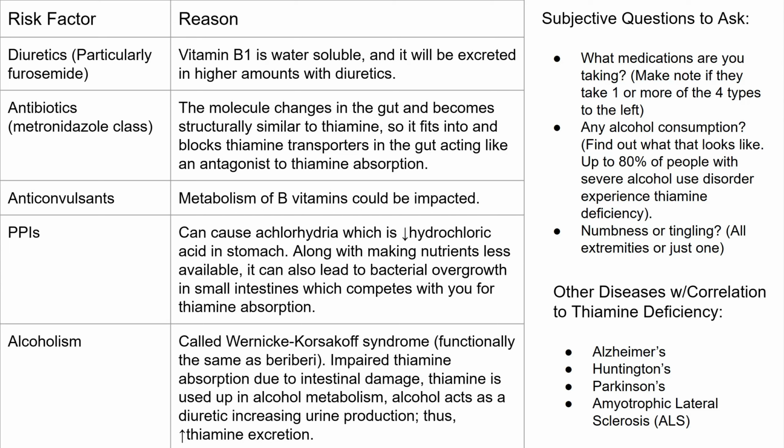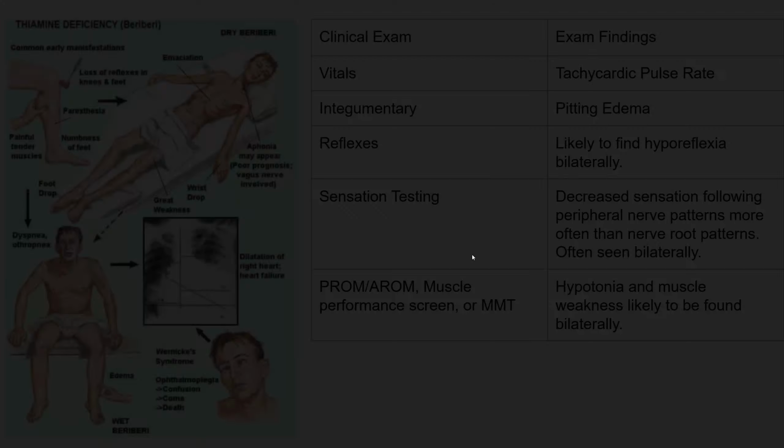Some subjective questions we can ask to see if patients have any risk factors would be: what medications are you taking? And make note if they are taking metronidazole class antibiotics, anticonvulsants, or PPIs. Any alcohol consumption? Then of course figuring out what their alcohol use looks like, because up to 80% of people with severe alcohol use disorder experience thiamine deficiency. As for any numbness or tingling, figure out whether multiple extremities are impacted or just one. There's a good chance that with this disease, they could be experiencing it in more than one extremity.